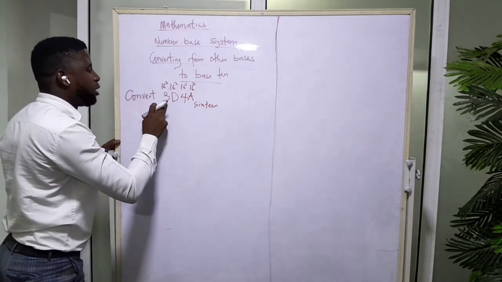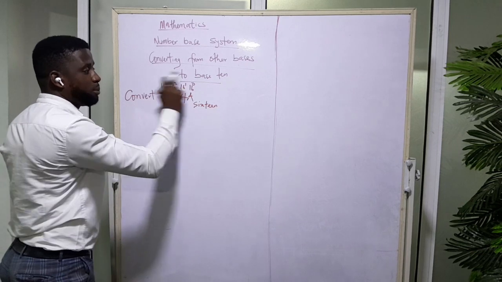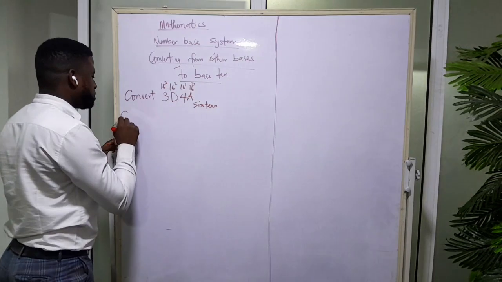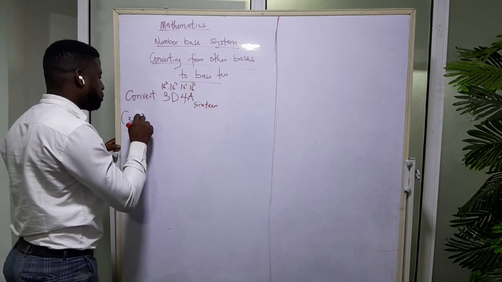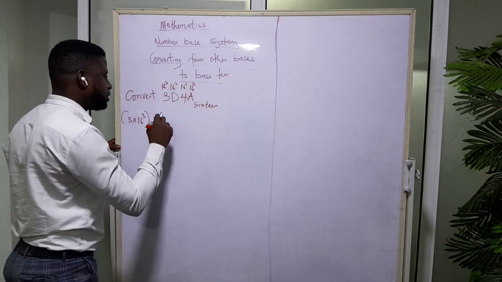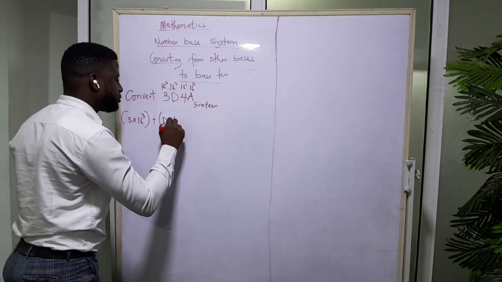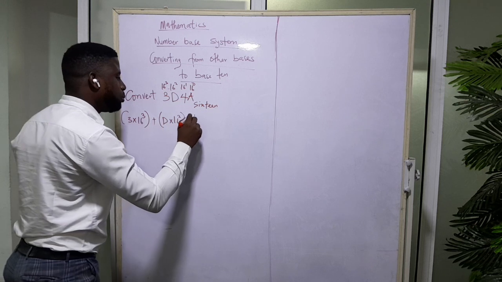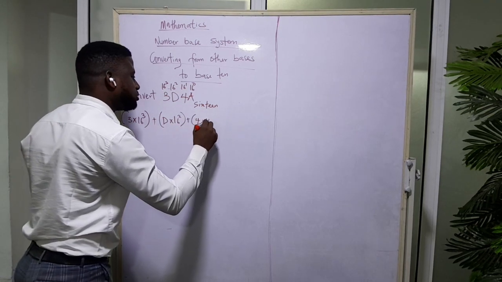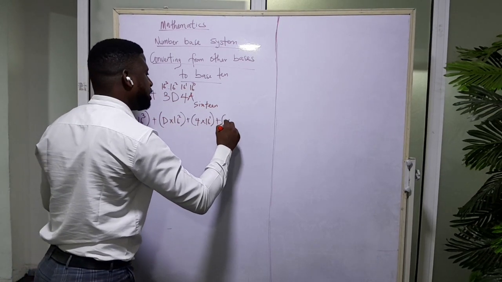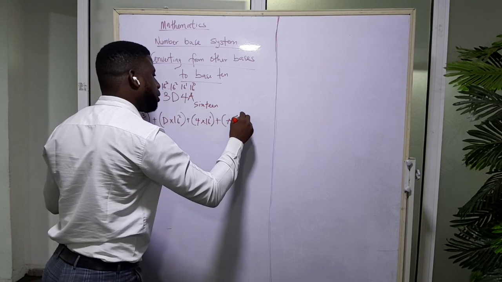So the numbers are multiplied by their place value, which is 3 times 16 raised to the power of 3, plus D times 16 raised to the power of 2, plus 4 times 16 raised to the power of 1, plus A times 16 raised to the power of 0.